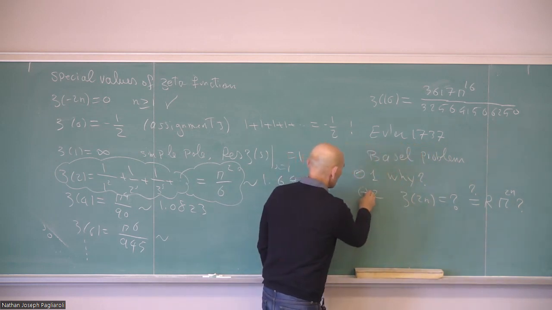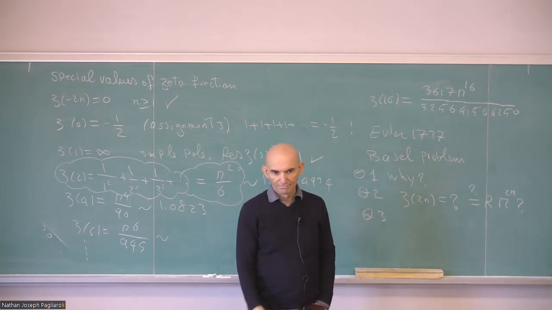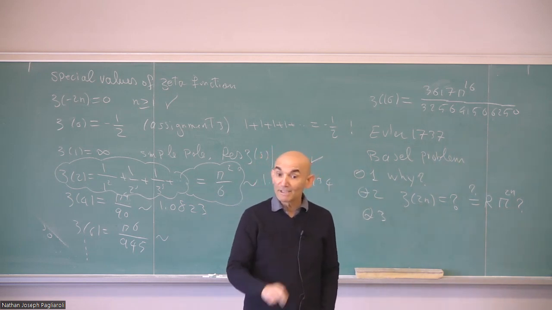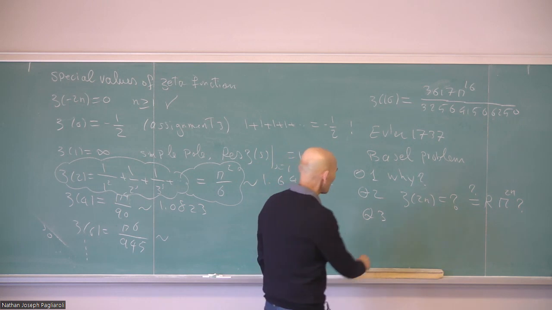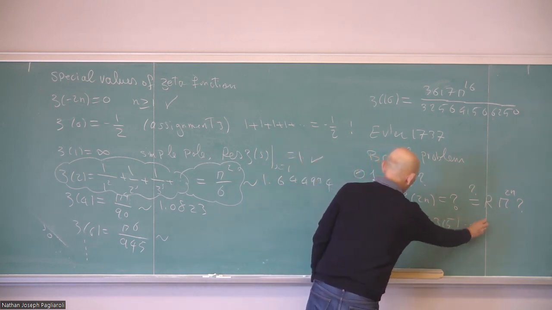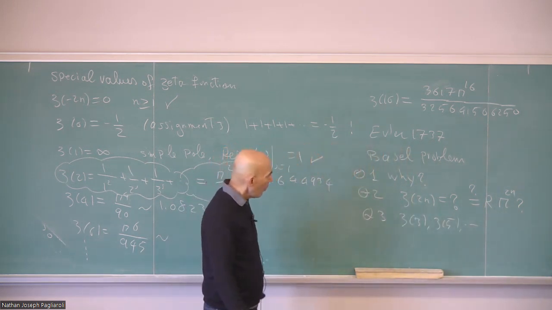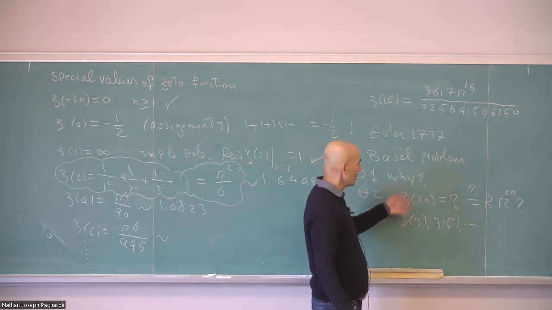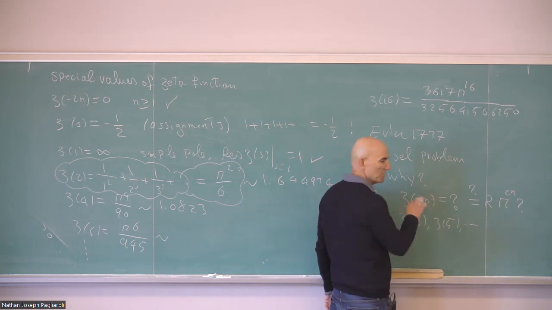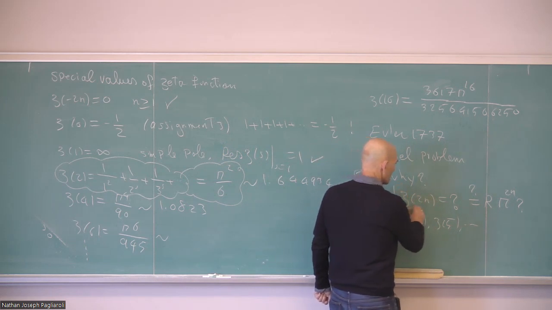What is another question? This is the question: what is zeta of 3? Zeta of 3, zeta of 5. So what are these questions? Euler went back to this question again and again in his life, and eventually he answered this question, I think within 5 to 10 years after the first paper.